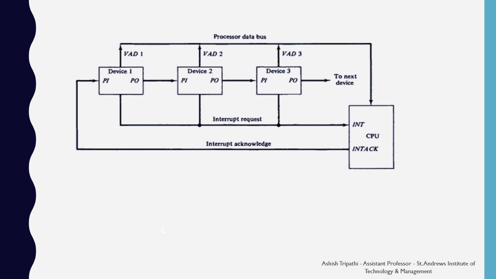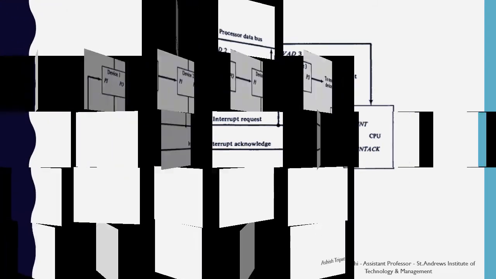As you can see in this figure also, we have three devices, device 1, device 2 and device 3, which are placed serially in the CPU order. Now, every device has the PI, that is the priority in and priority out, and also whenever the interrupt request is being given, then the vectored address is placed in the processor data bus, which is handled by the CPU, and then the CPU will acknowledge that interrupt accordingly.